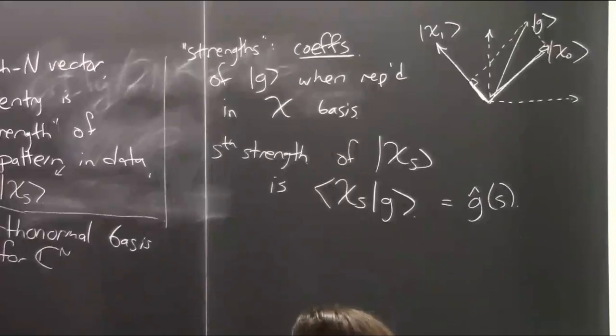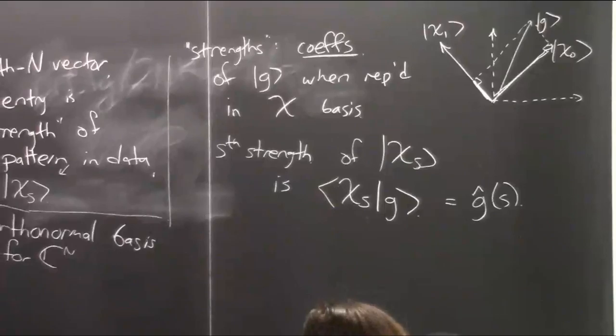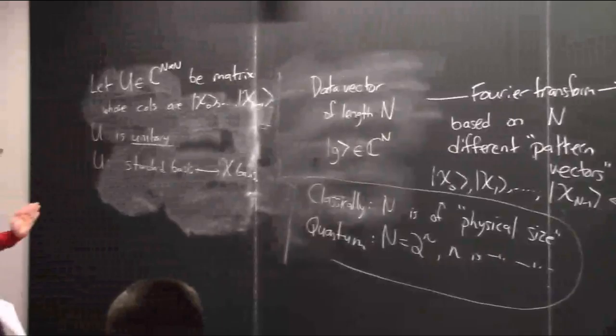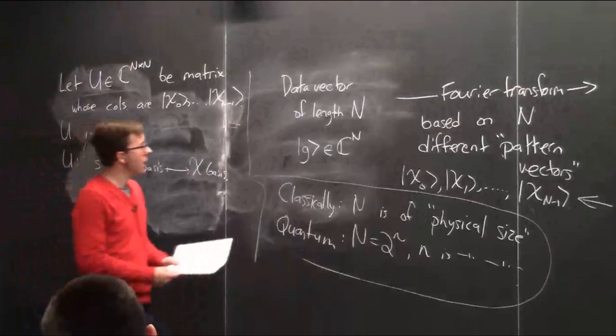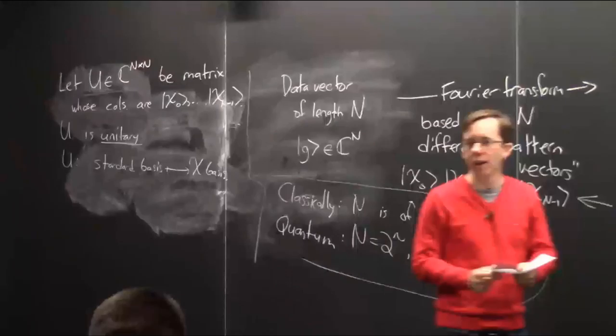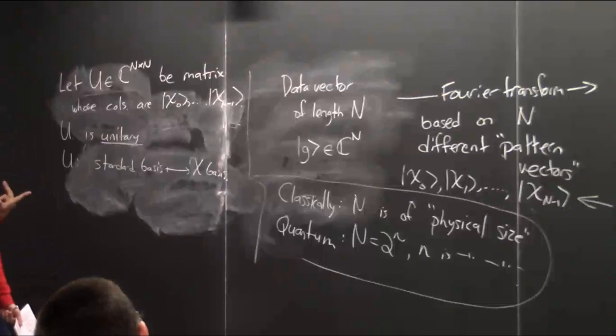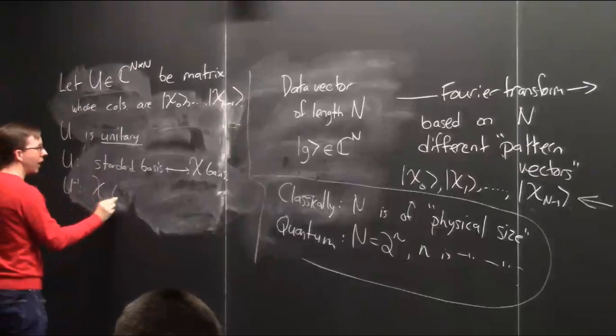And what does U do? I mean, U just maps the standard basis to the chi basis. If you have any matrix, the first column is the vector that the first standard basis vector goes to, the second column is the vector that the second standard basis goes to, and so forth. So if we want to take a vector in the standard basis and figure out its coefficients in the chi basis, then actually we have to do U inverse. So we actually kind of want to do this.